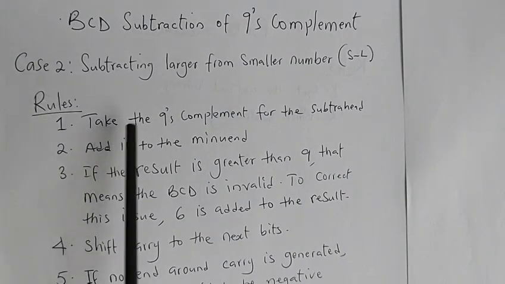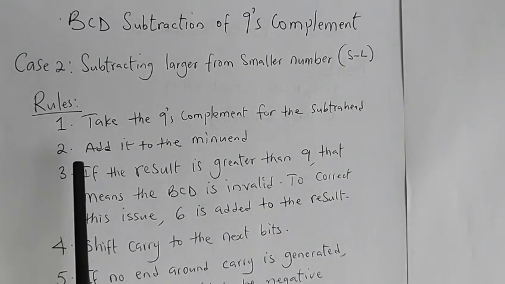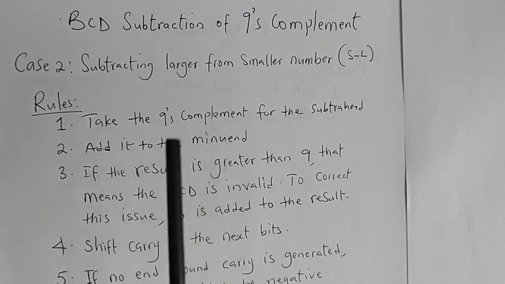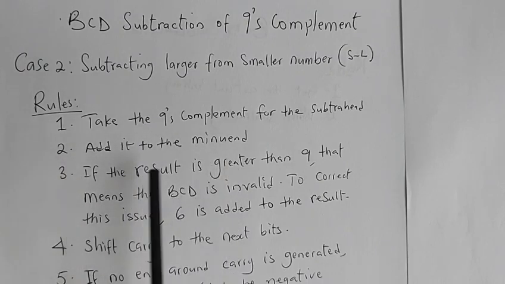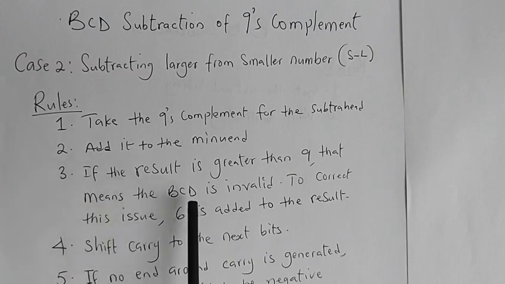1. Take the 9's complement of the subtrahend. 2. Add it to the minuend. 3. If the result is greater than 9, that means the BCD is invalid. To correct this issue, 6 is added to the result. 4. Shift carry to the next bit.